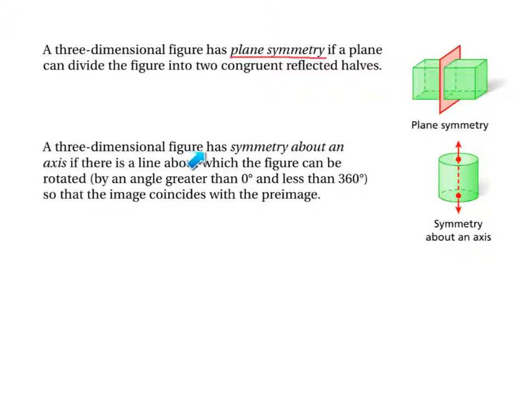Therefore, that's plane symmetry. Now, we can also cut it going the other way as well. A 3-dimensional figure also has symmetry about an axis. That means if we took this axis and spun it like a top, we would get this shape. If there is a line about which the figure can be rotated by an angle greater than 0 and less than 360, so the image coincides with the pre-image, it has symmetry about an axis. So for example, if you draw an axis right down the center of the cylinder, if we spun it, it would be on itself the entire time.